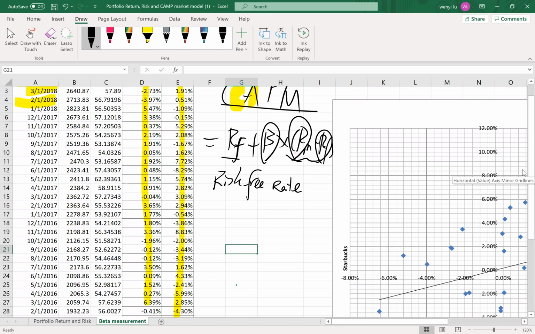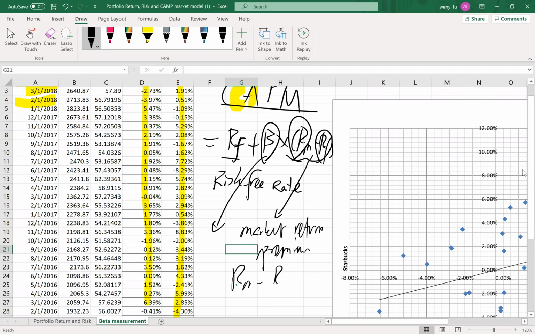And beta is the market risk measurement. And this one we call the market return premium. It's the market return minus the risk-free rate. So that's our CAPM model. You can see here, based on this model, we try to estimate the beta based on these two columns. How can we do that?